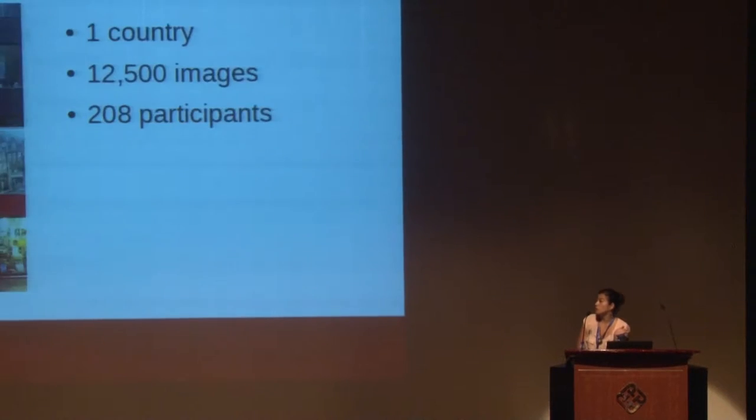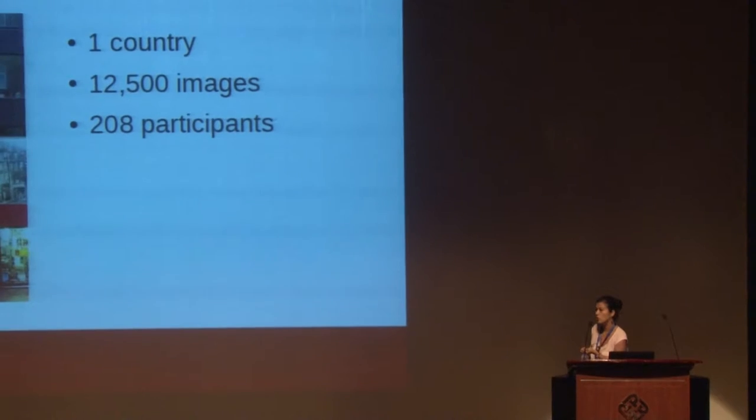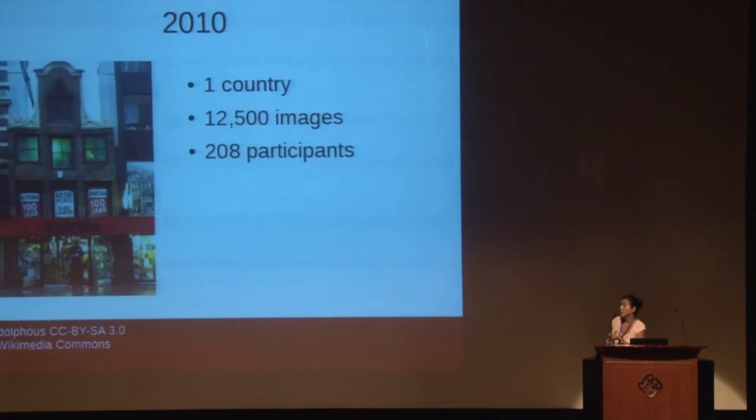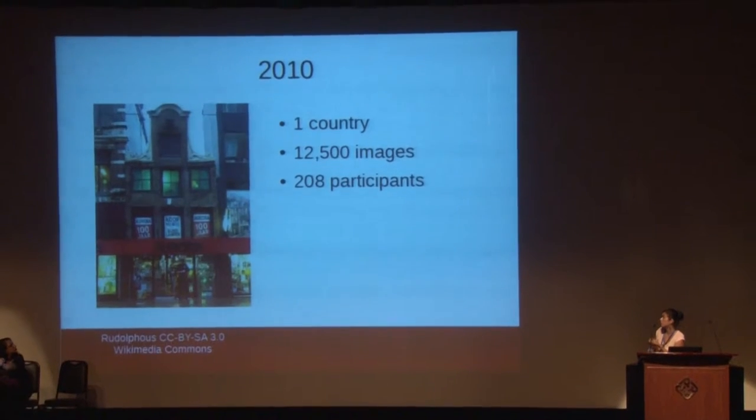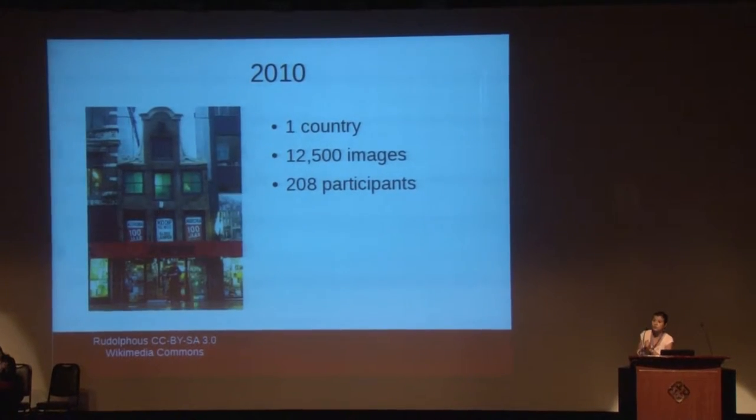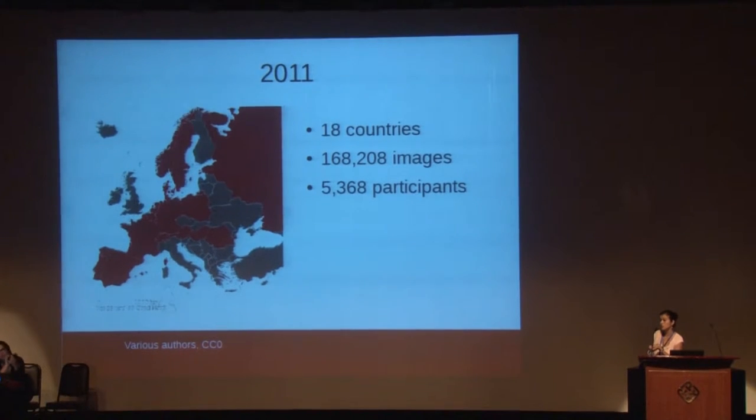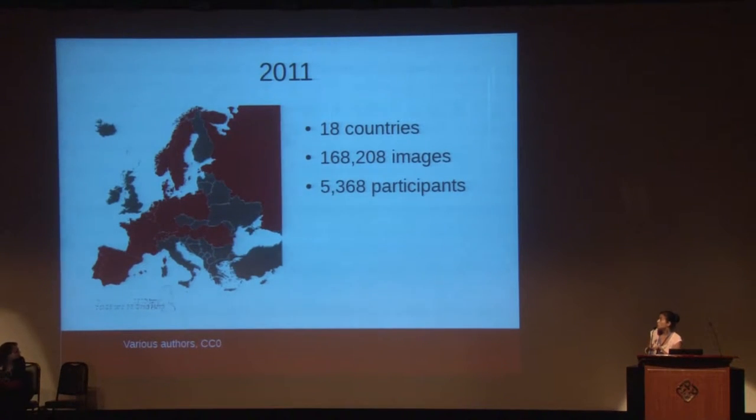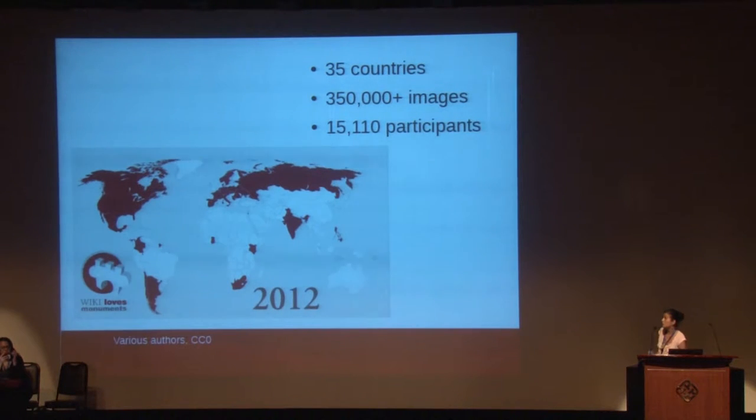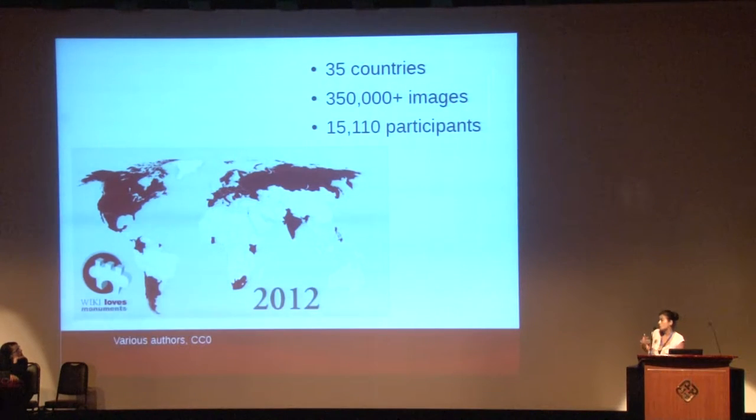So how did the contest evolve? Well, in 2010, it was only organized in the Netherlands. It was the first time, and it went very well. They received more than 12,000 images by more than 200 participants. That drew the attention of other countries who wanted to participate the next year. And it was organized only in Europe by 18 countries. So the numbers got quite high, as you can see. And it got more interest. So last year, it was organized in 35 countries. It went global. And also, the numbers are higher.